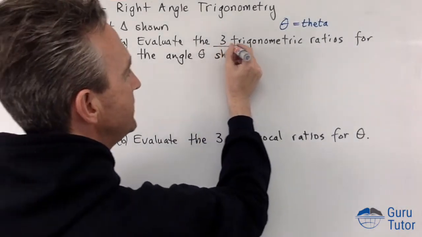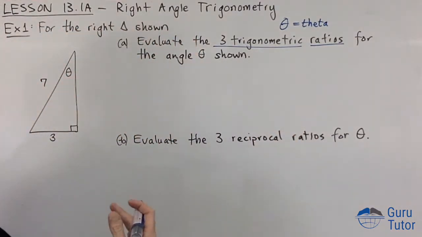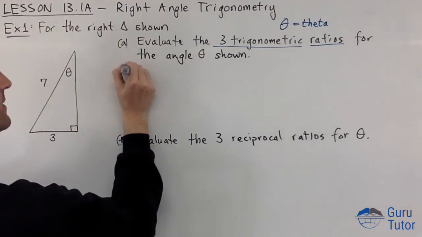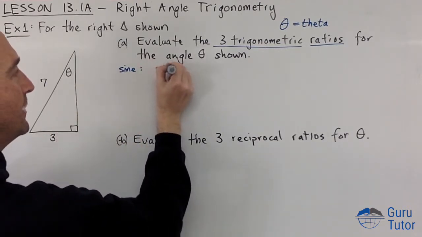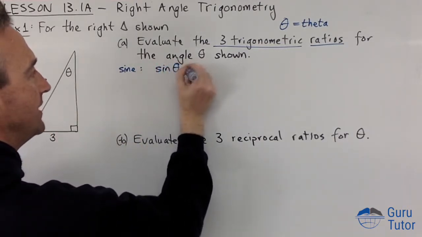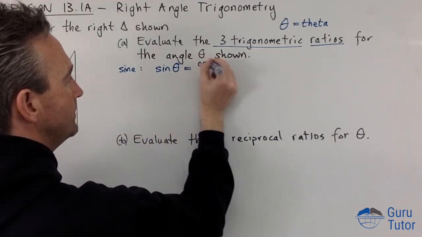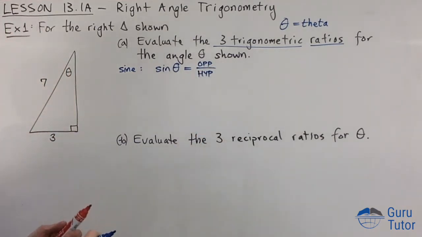And there are three of these ratios. Now, what are the three ratios? That is sine, cos, and tan we're talking about. So let's just summarize them before we answer the question. The sine ratio is SI, and we just say sine theta equals the opposite over the hypotenuse. And what do I mean by that?